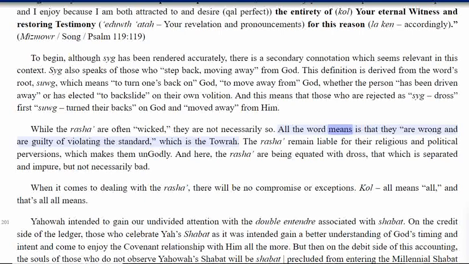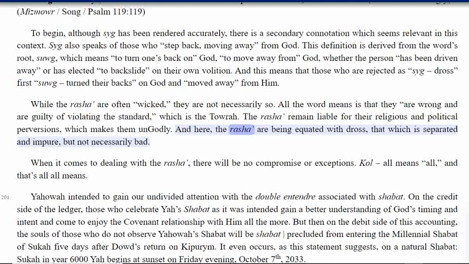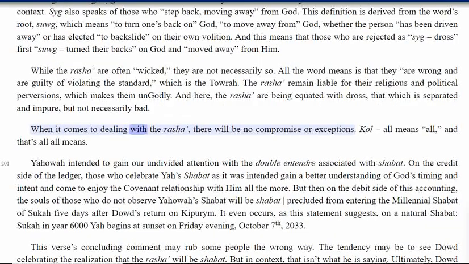While the Rasha are often wicked, they are not necessarily so. All the word means is that they are wrong and are guilty of violating the standard, which is the Torah. The Rasha remain liable for their religious and political perversions, which makes them ungodly. And here, the Rasha are being equated with dross, that which is separated and impure, but not necessarily bad. When it comes to dealing with the Rasha, there will be no compromise or exceptions. Shul, all means all, and that's all it means.